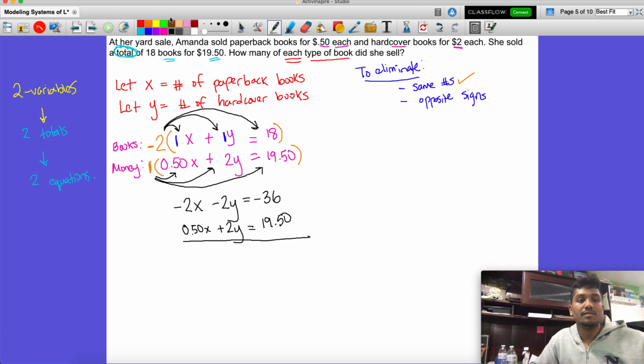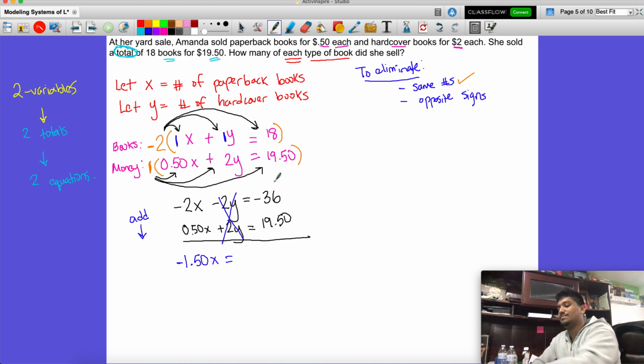From here, if you remember, we're going to add downwards. So negative 2 plus 0.50 is negative 1.50. Negative 2y and positive 2y cancel out. That's the whole purpose of this. And then I have no idea what this is, so I feel like it might be 1650, but I don't want to give you the wrong answer. So let's see, negative 36 plus 1950 is negative 1650.